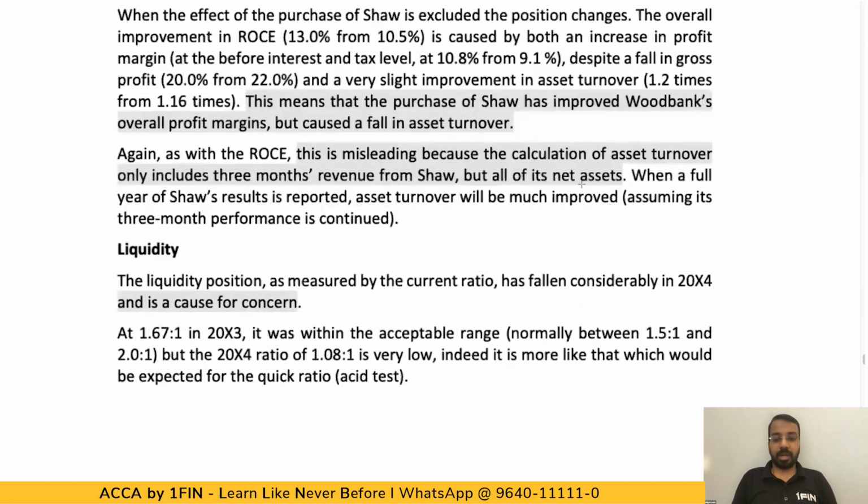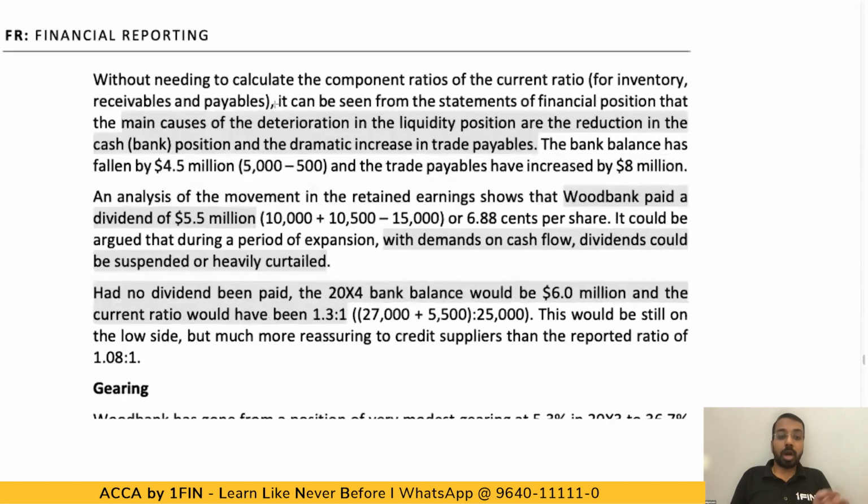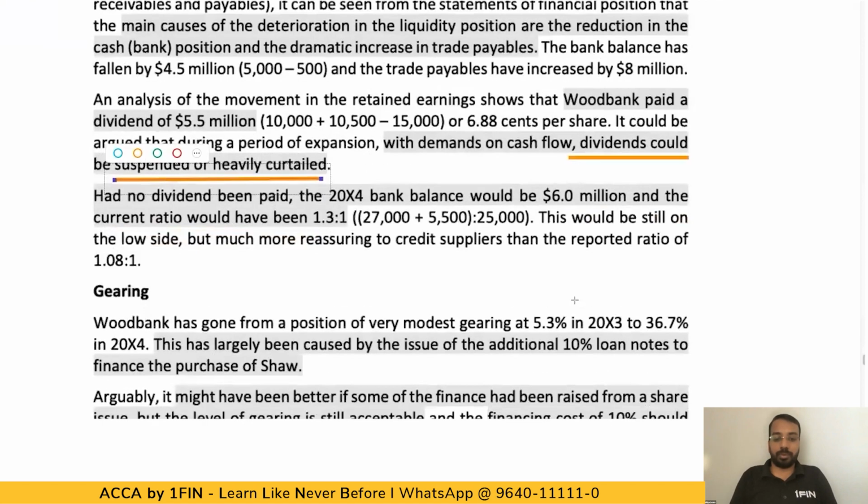Then again, similar comments on liquidity. It has fallen. Does it have any cause of concern? What are the numbers there? Then what is the cause of the deteriorating liquidity position? Basically, what I told you in the class: what has happened, why has it happened, and what can be done? For example, here they have mentioned dividends could be suspended or heavily curtailed. You can discontinue the dividend or you can reduce the dividend, which will ensure that the liquidity position improves.